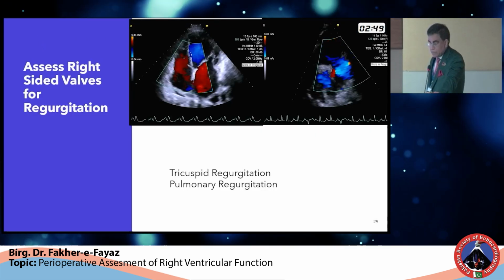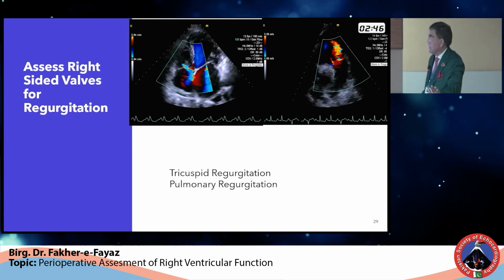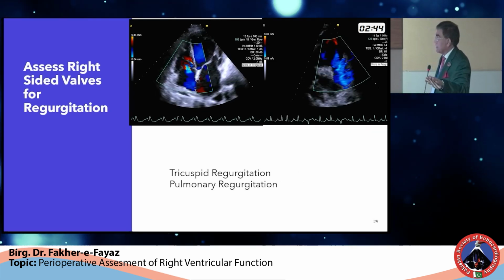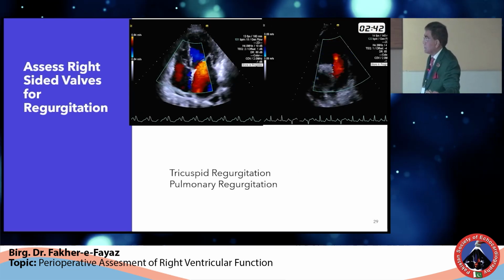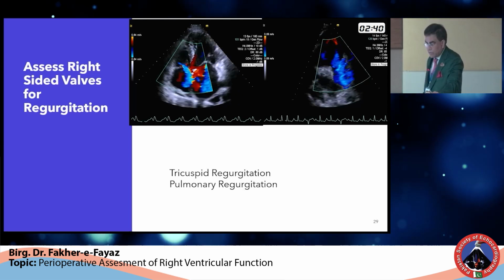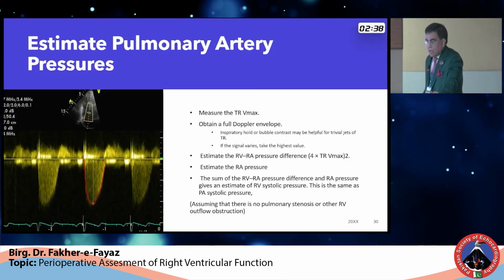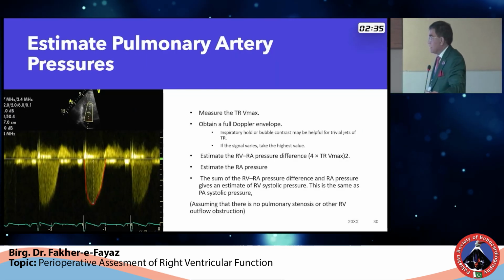So assessing right-sided valves for regurgitation: whenever there is a dilated RV and it's active, always go for assessment of the pulmonary valve as well as for the tricuspid regurgitation. Estimating the pulmonary pressures is last but not the least.